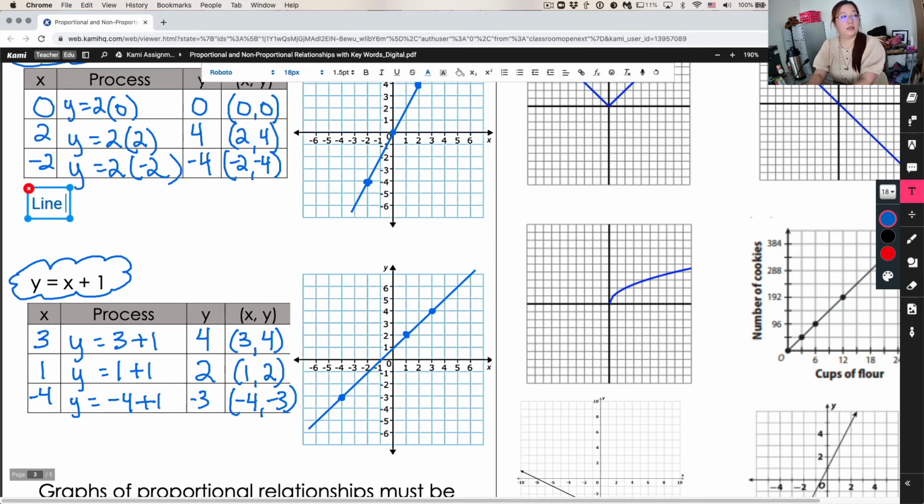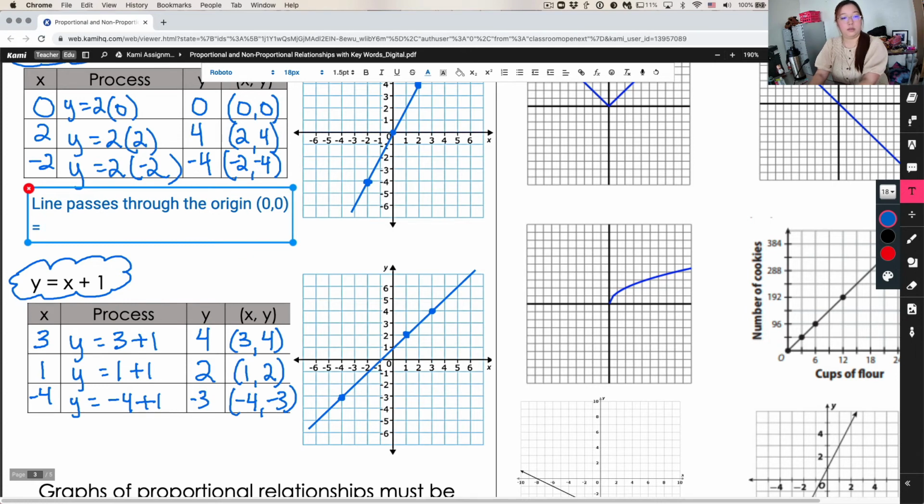Okay, line passes through the origin, 0, 0. This is proportional.